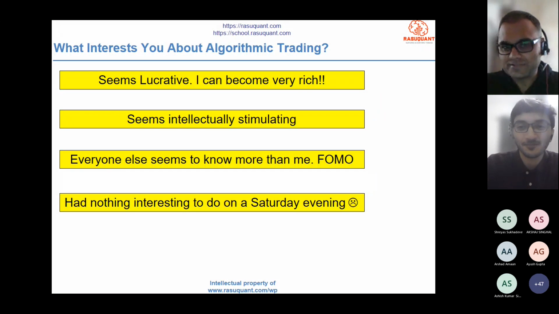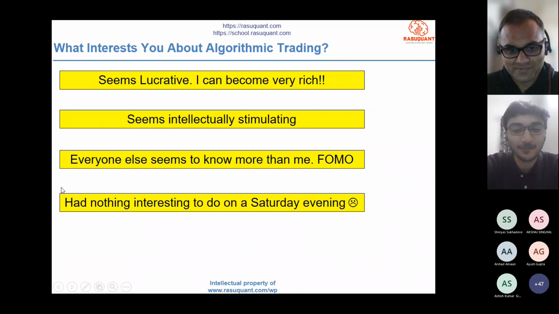Or do you think that it's very intellectually stimulating? At least it appears very intellectually stimulating, and that's your motivation to be here. Or are you here because there's a fear of missing out? You want to know what this is so that you are on the same plane with everyone else. Or the depressing part, which means that you didn't have anything interesting to do on a Saturday evening, and that's why you're here. I hope your motivation is one of the three and not the last one.